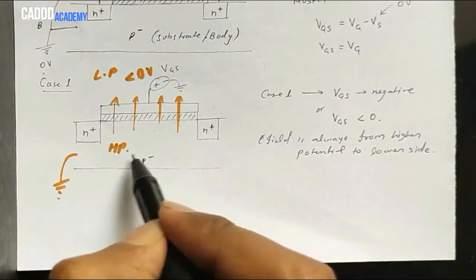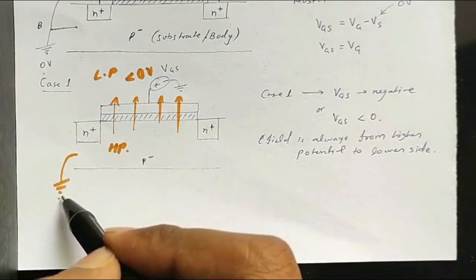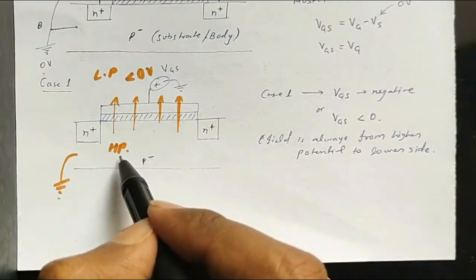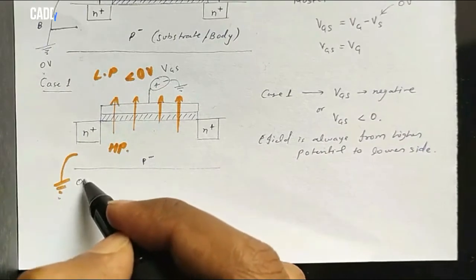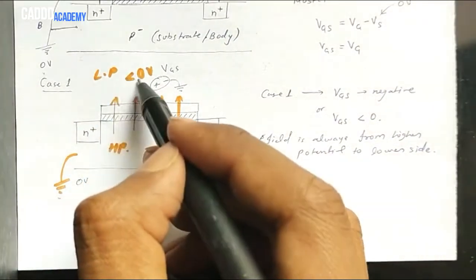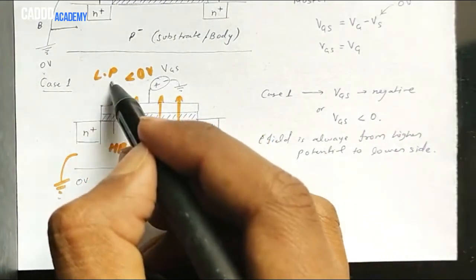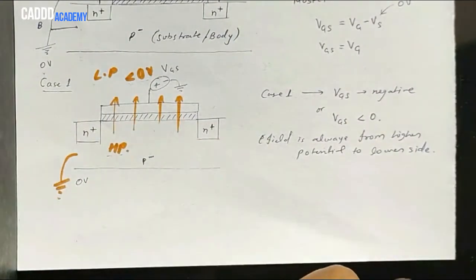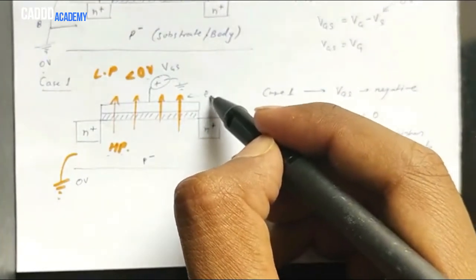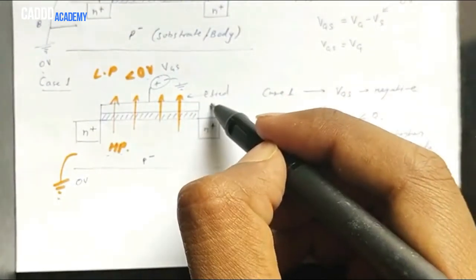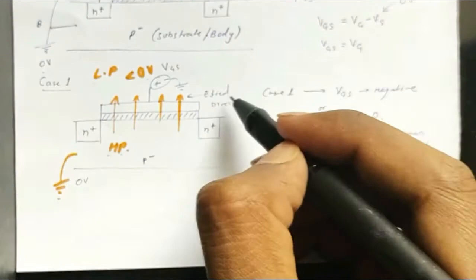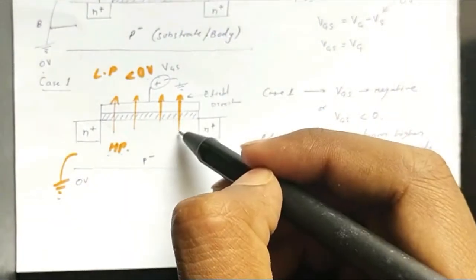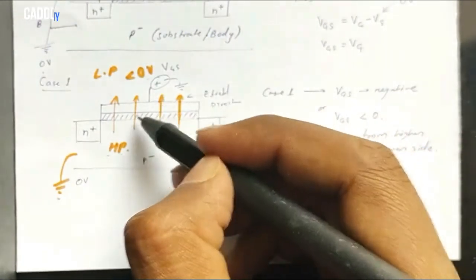Now we have grounded the body terminal. At the body terminal we have 0 volts, and at the gate terminal we have less than 0 volts. So the body will be at higher potential and the gate will be at lower potential. So the electric field's direction will be as the arrow shown here, from downwards to upward. The electric field will be upward in direction.